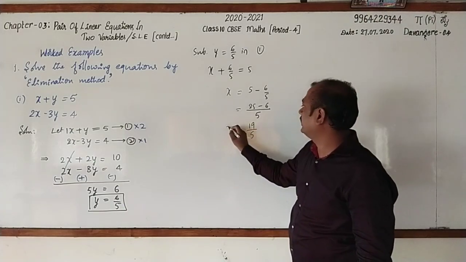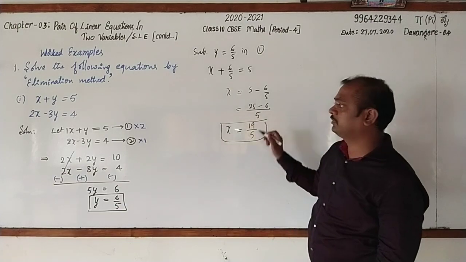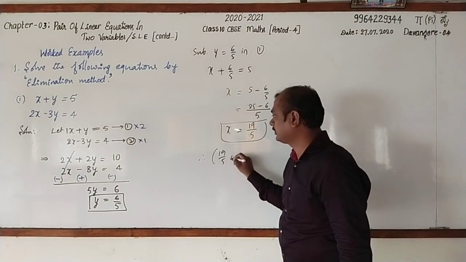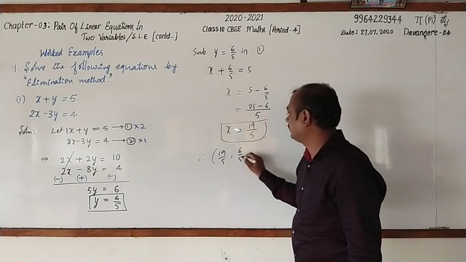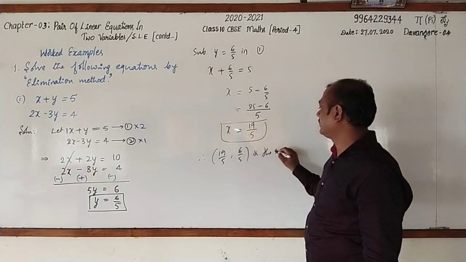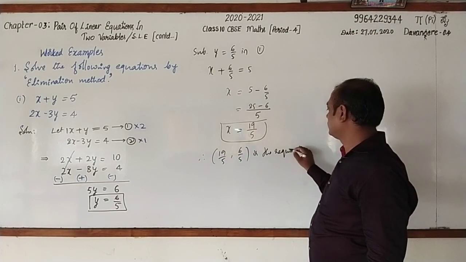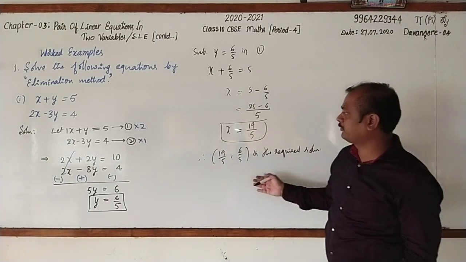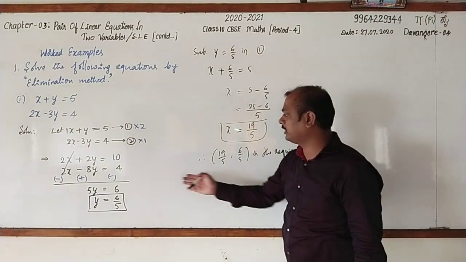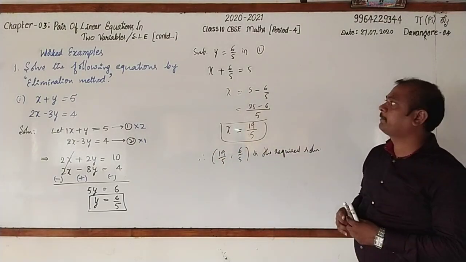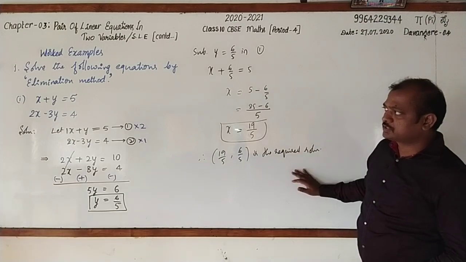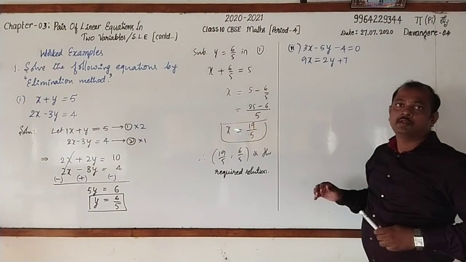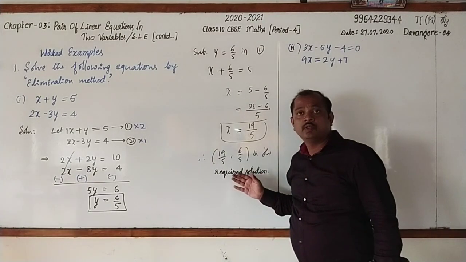Clear? So x is equal to 19 by 5. Therefore, 19 by 5 comma 6 by 5 is the required solution. Hope that you have understood. Therefore, x equal to 19 by 5 and y equal to 6 by 5. If understood, please go for copying from there to here. Hope that you have written up to here.